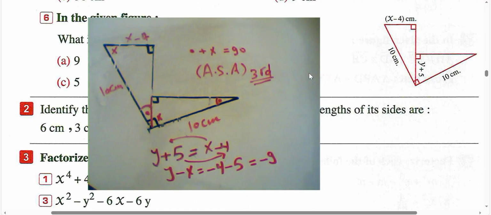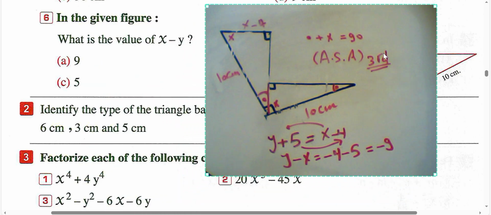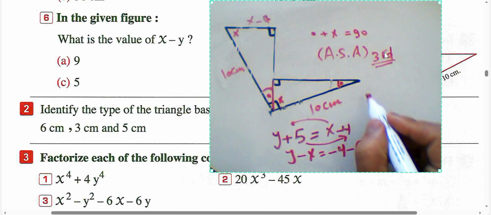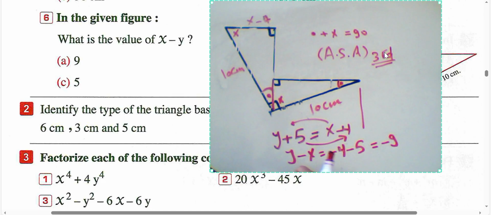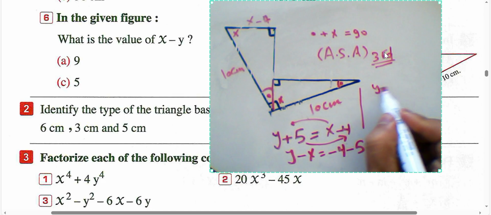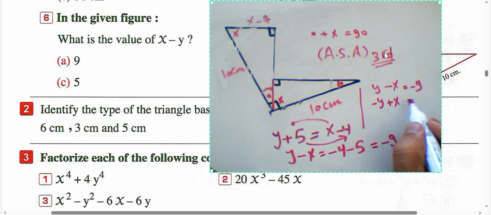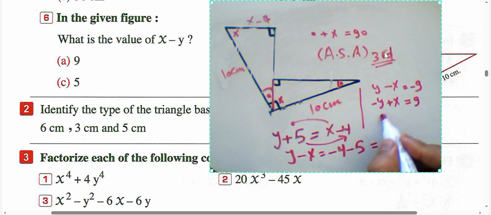What does he want here in the example? He wants to find x minus y. Okay, he wants x minus y. We know y minus x equals negative 9. We can multiply by negative. Then negative y plus x equals 9. It means x minus y equals 9.